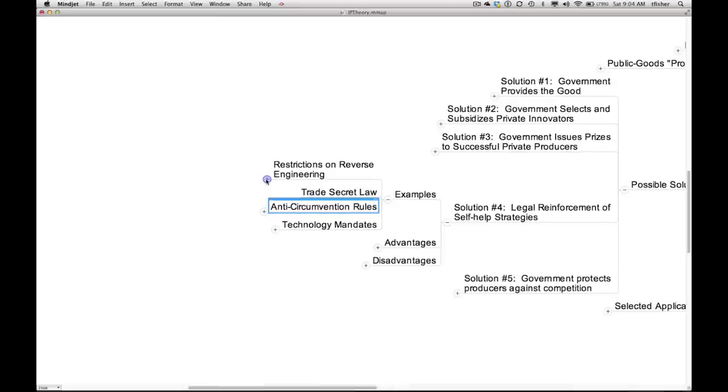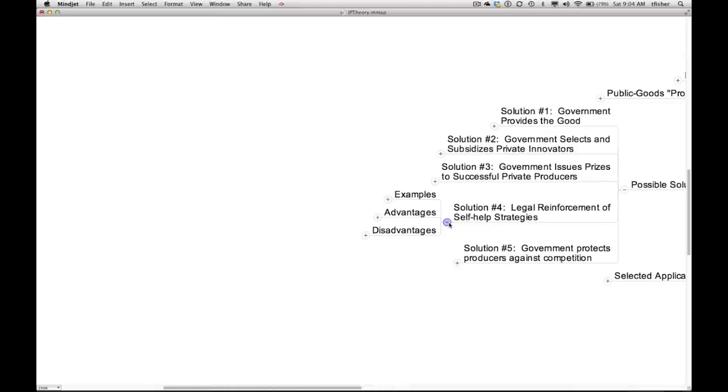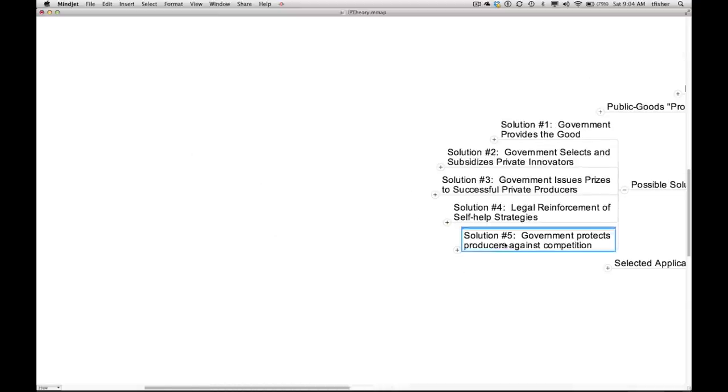This brings us, finally, to the fifth and, for our purposes here, the most important of the approaches. The fifth strategy for overcoming the public goods problem is that governments sometimes protect the producers of public goods against competition through law. So here's a quaint example. In the 19th century, governments would sometimes authorize private companies to create toll roads or bridges. In other words, to construct turnpikes or bridges over rivers, and then charge the travelers who wanted to use them.